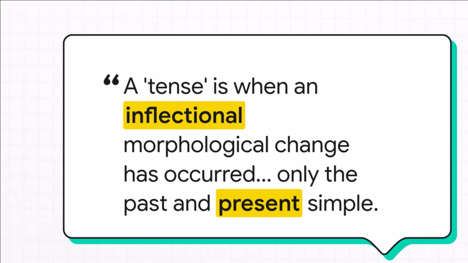Well, it all comes down to a very technical definition. This quote here explains it perfectly. To a strict linguist, a tense only counts if the verb itself physically changes, what they call an inflectional change. And in English, that really only happens twice, when we add that s for the present simple, like in he walks, and when we add ed for the past simple, like in he walked. Everything else, like will have walked, is just made with helper verbs.